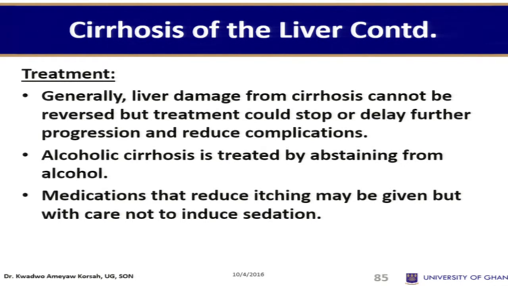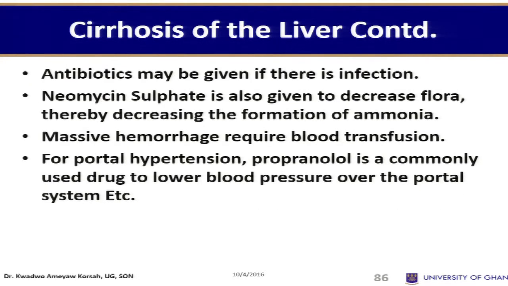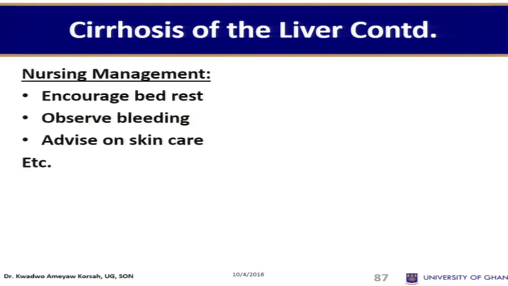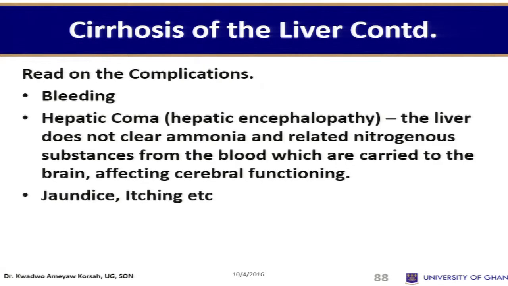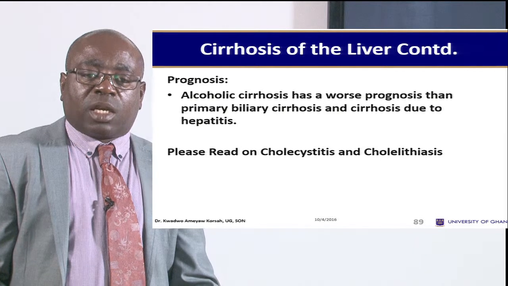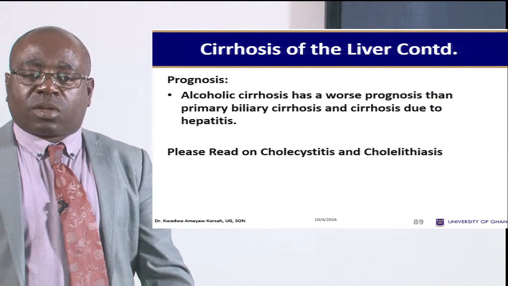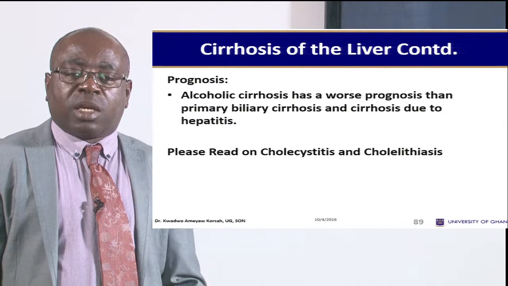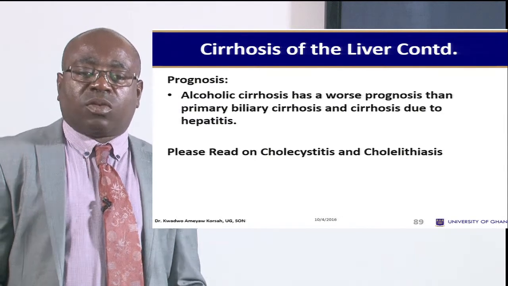Medications that reduce itching may be given, but with care not to induce sedation. Antibiotics may be given for severe infection, and massive hemorrhage requires blood transfusion. For portal hypertension, propranolol is a commonly used drug to lower blood pressure over the portal system. Nursing management: encourage bed rest, observe bleeding, and advise on skin care. Read on complications: bleeding, hepatic coma, jaundice, itching, and prognosis. We know that alcohol cirrhosis has a worse prognosis than primary biliary cirrhosis and cirrhosis due to hepatitis.